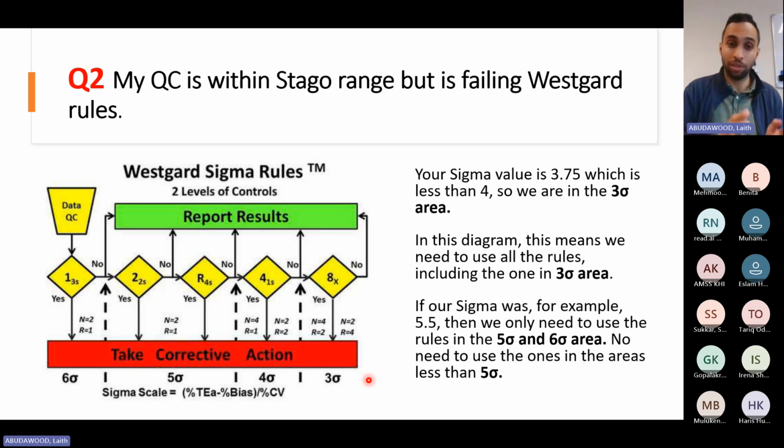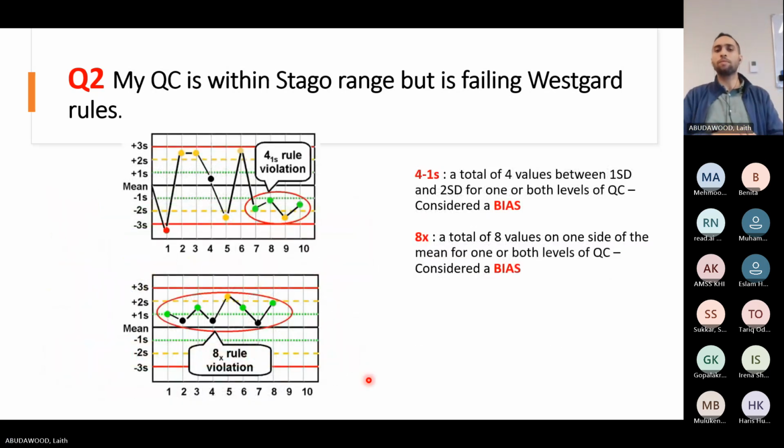That's how sigma metrics work with Westgard rules. We don't just implement all Westgard rules blindly. Otherwise, it's a recipe for more problems, more unnecessary corrective actions. Now, a small idea about how these rules work, because a lot of customers apply them incorrectly.